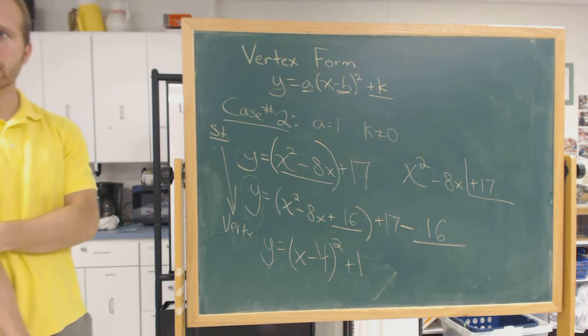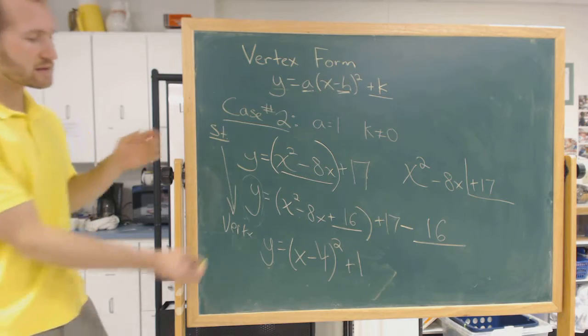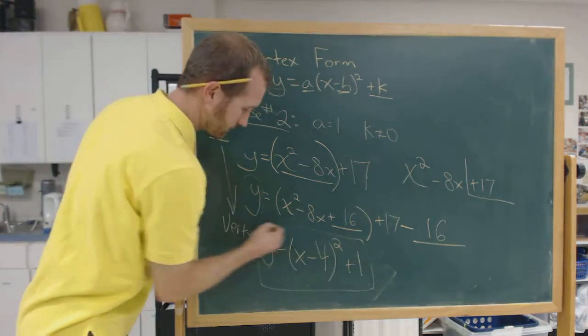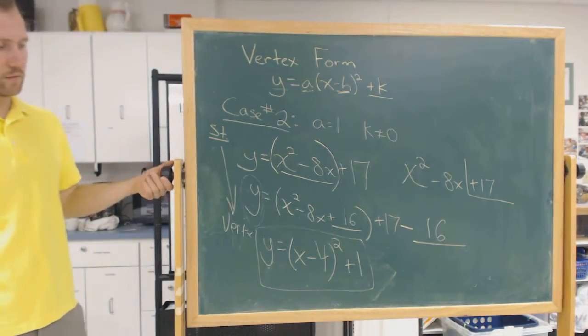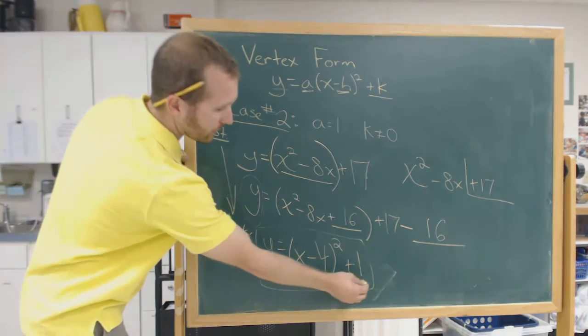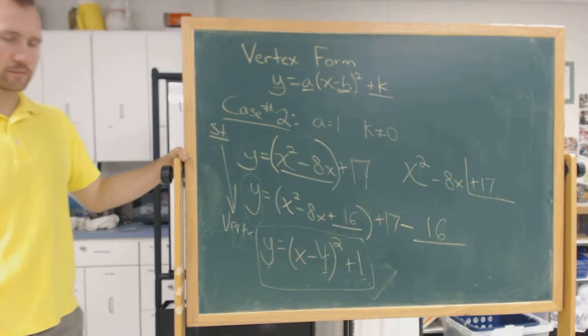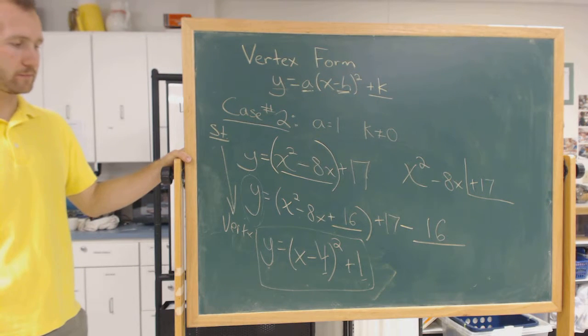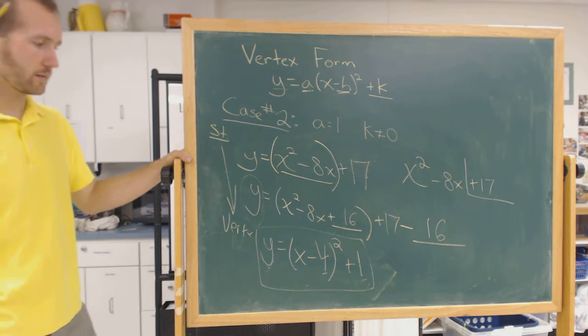Any questions about that? So that's your final answer. This is my vertex form. My vertex would be 4, 1 if I were to graph that. 4, 1. Alright.